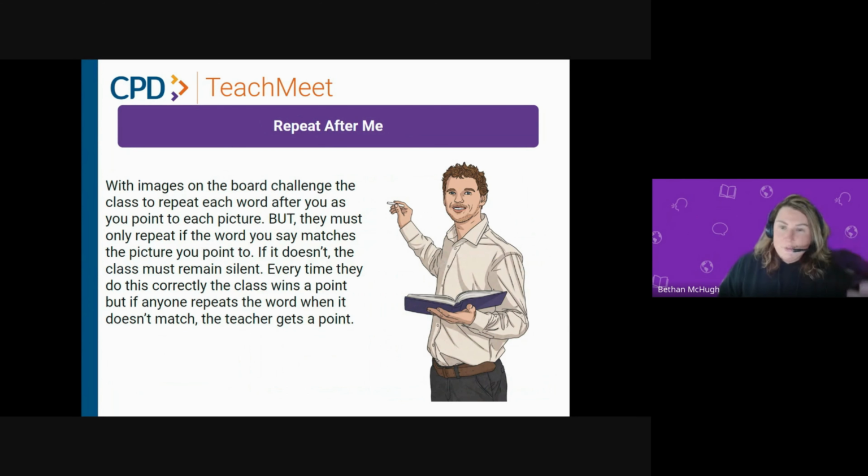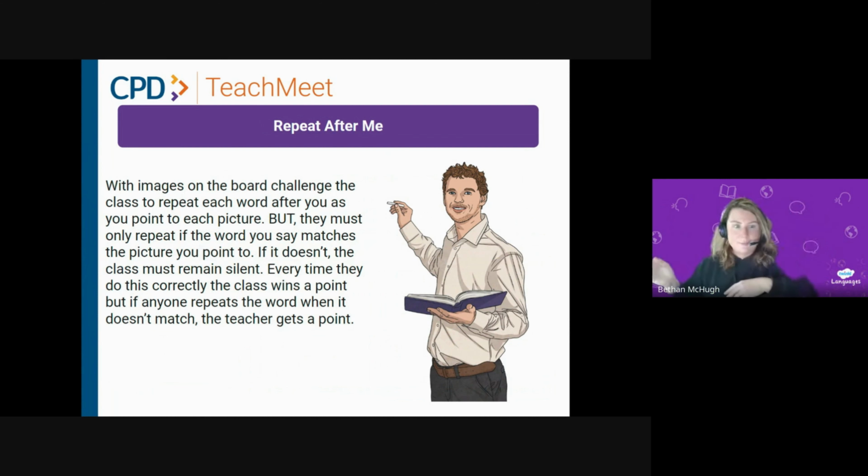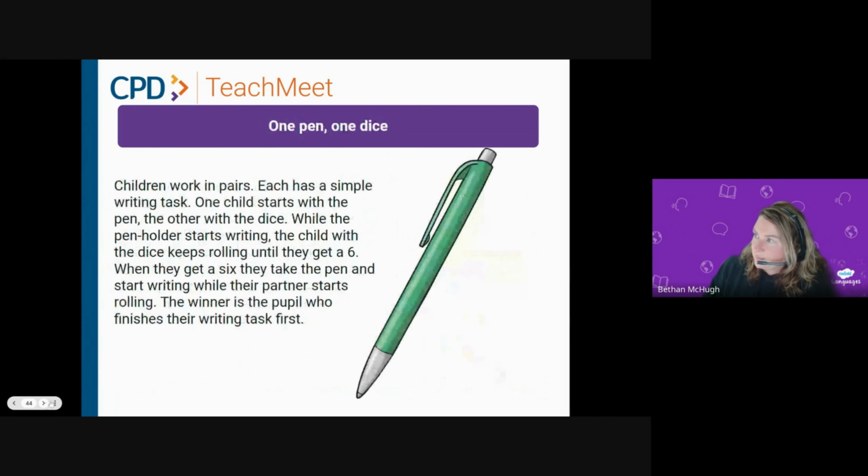So you get them to repeat something. If it's correct, they repeat after you. If you're wrong, they say nothing. Every time they do it correctly, the class wins a point. If they do it incorrectly, the teacher gets the point. Anything beat the teacher is usually quite good fun.